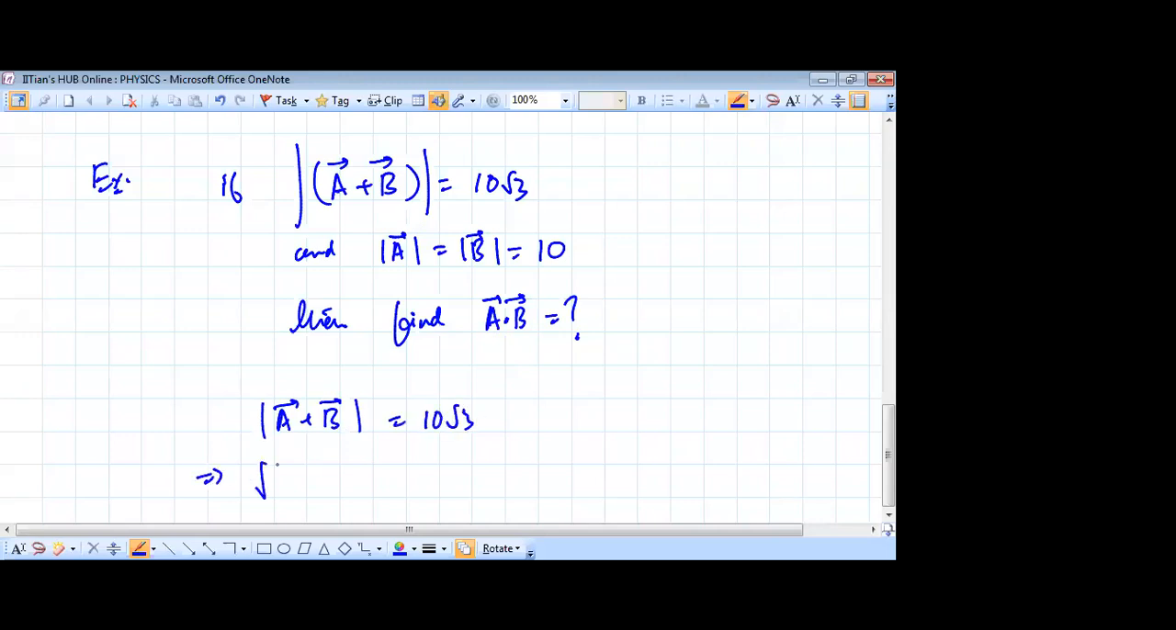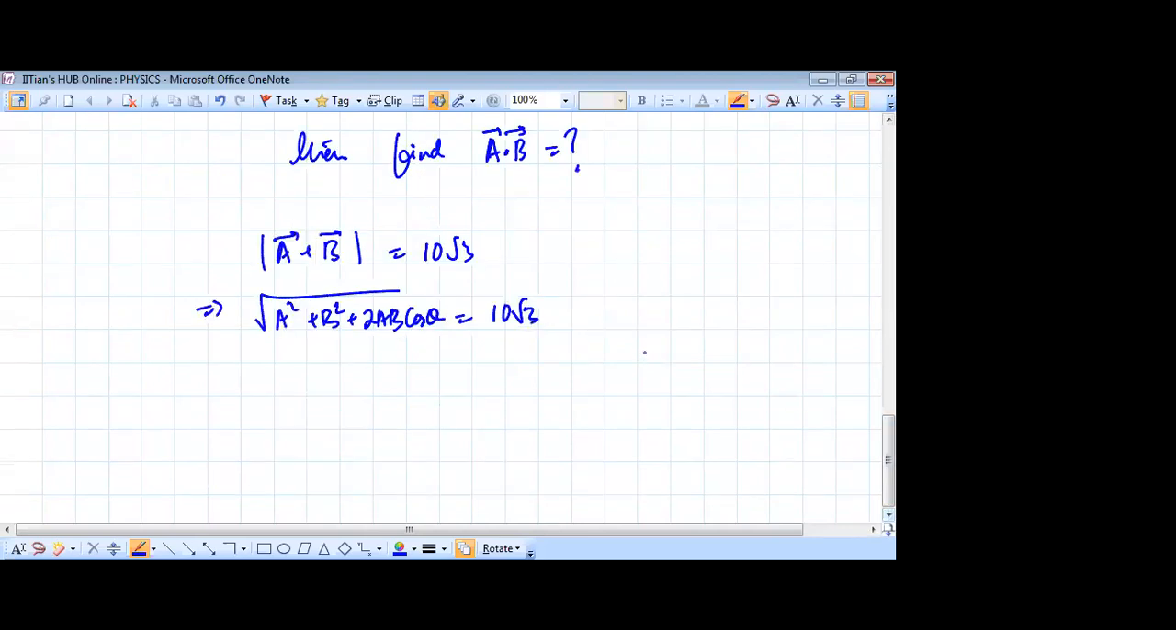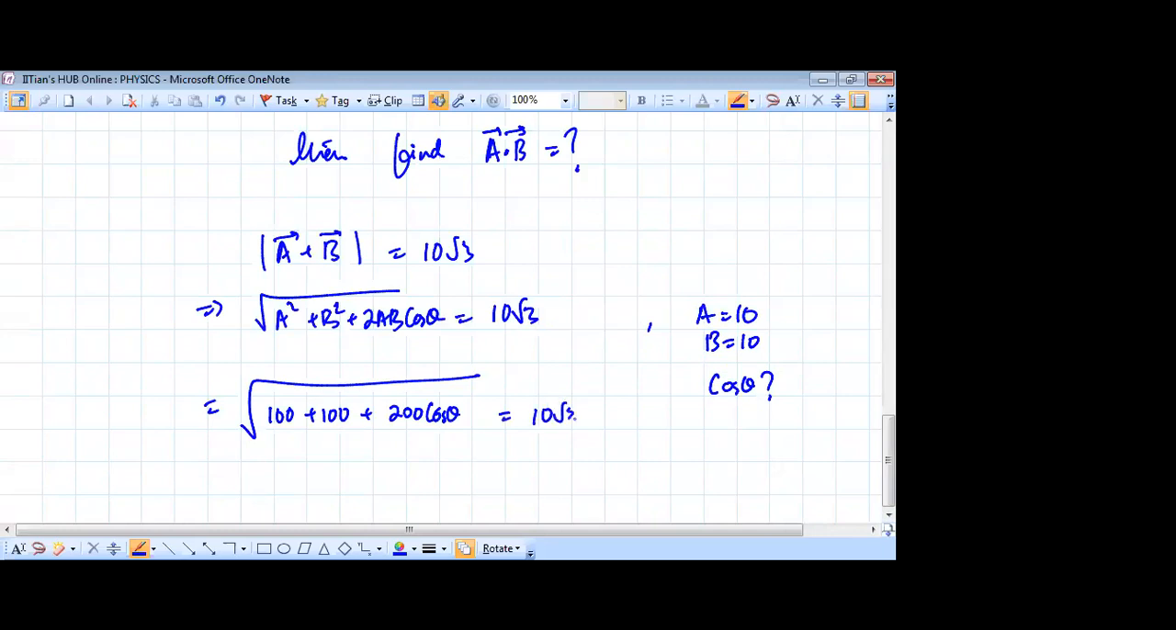Okay. So that means root of A square plus B square plus 2AB cos theta is equal to 10 root 3. So now substitute in this the values of magnitude of A and magnitude of B. So from that you will get the value of cos theta. So square root of 100 plus 100 plus 200 cos theta is equal to 10 root 3. Now you can square both sides.